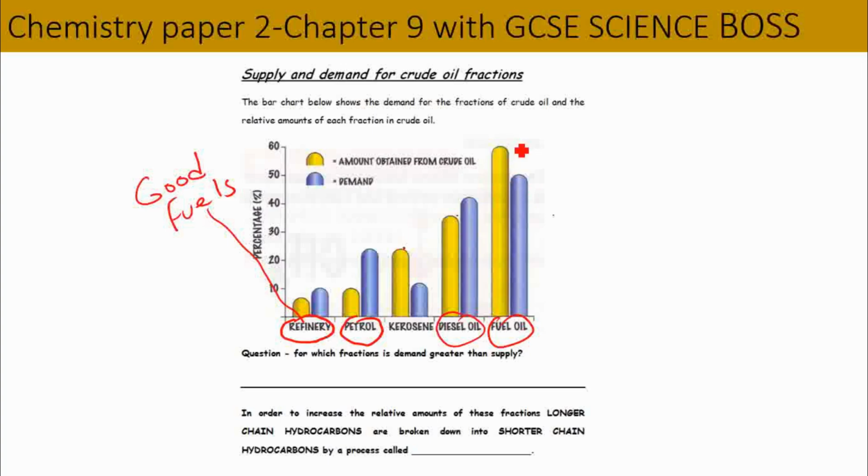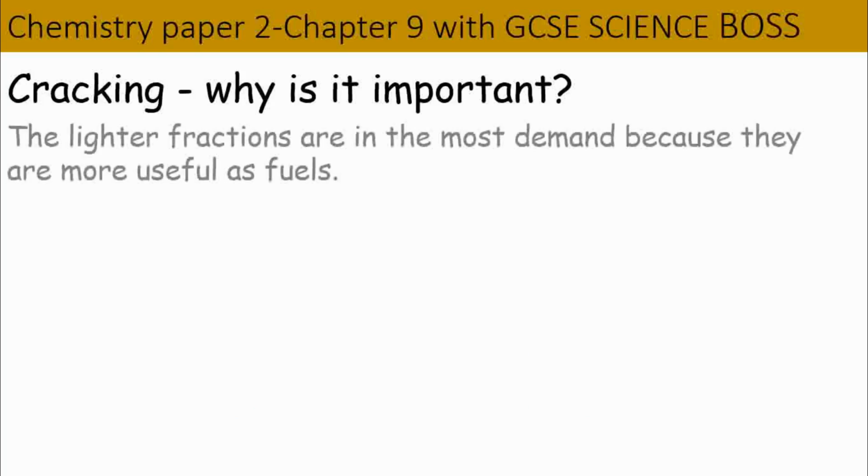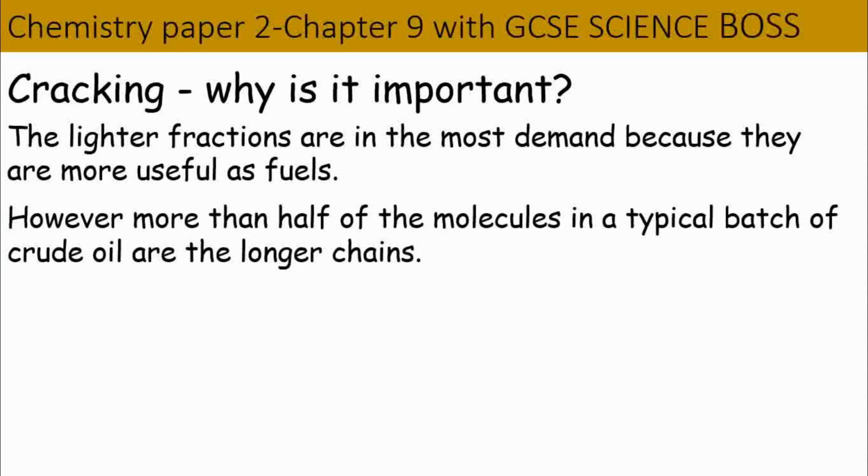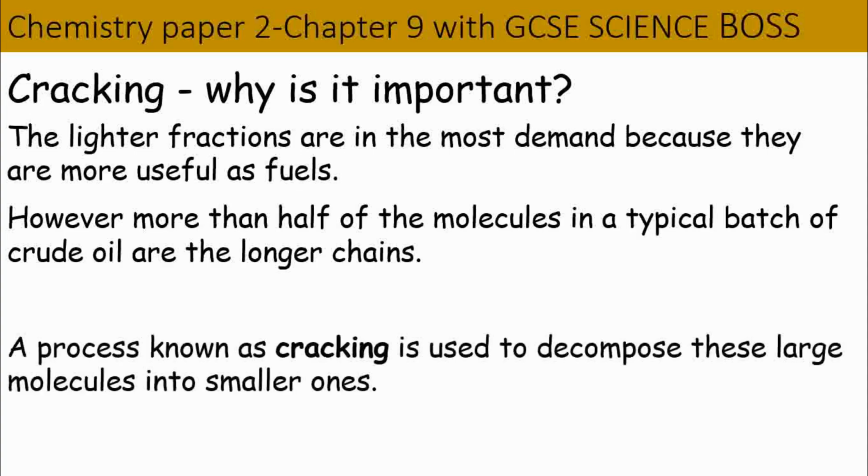Now, is there a way that we can convert the big hydrocarbons into smaller hydrocarbons since they're more in demand? Of course there is. And that process is what we refer to as cracking. Now, why is cracking important? As we mentioned earlier, the lighter fractions are more in demand because they're more useful fuels. However, more than half of the molecules in a typical batch of crude oil are the bigger ones. So the bigger ones, we have lots of. So we use a process of cracking, which converts our large hydrocarbons into small hydrocarbons.